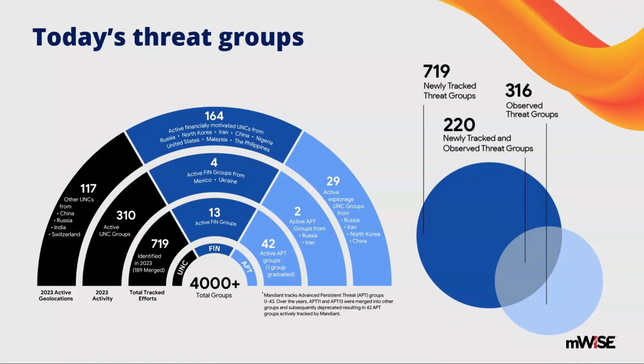To understand a little bit further, we want to look at what sort of threats are emerging, right? And so with that, trends in the data: 316, so over 300 groups observed last year. 220 were new.